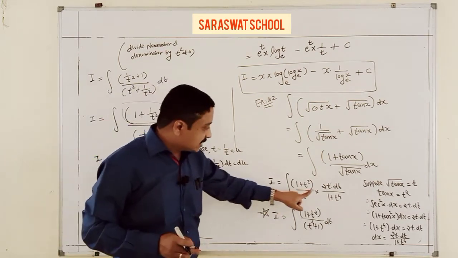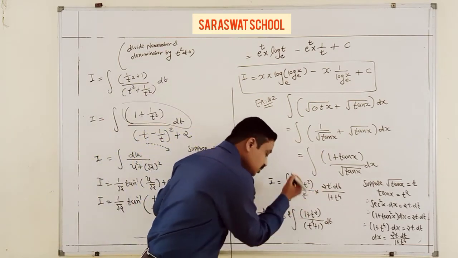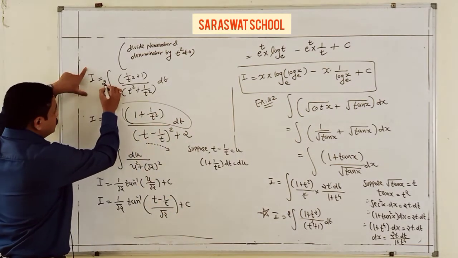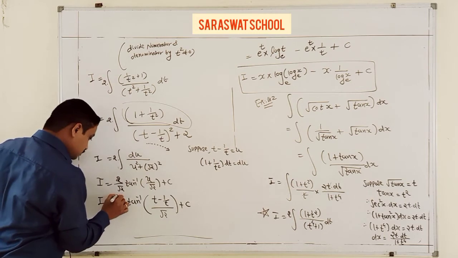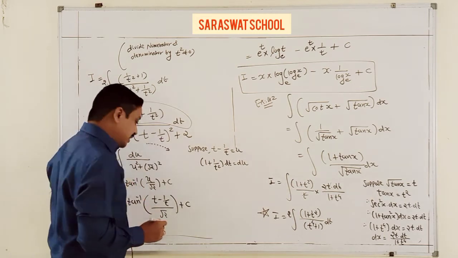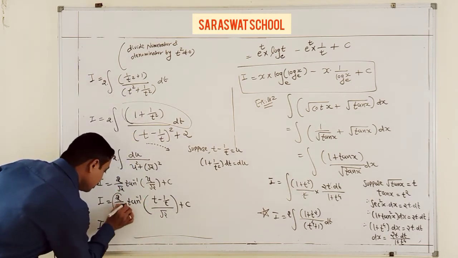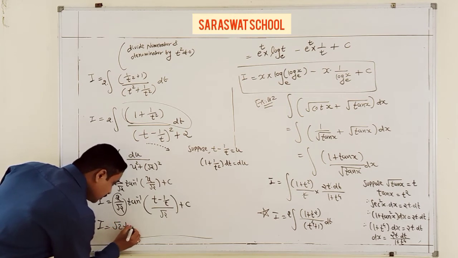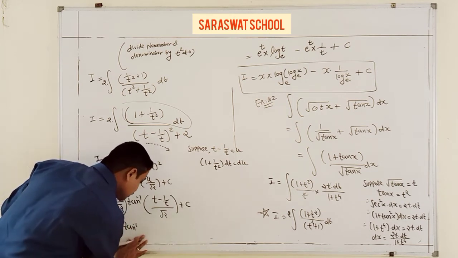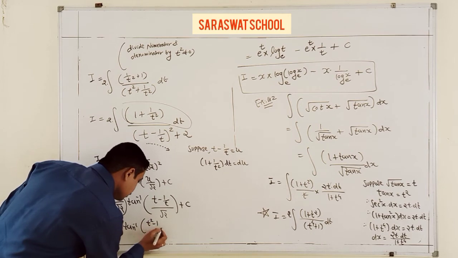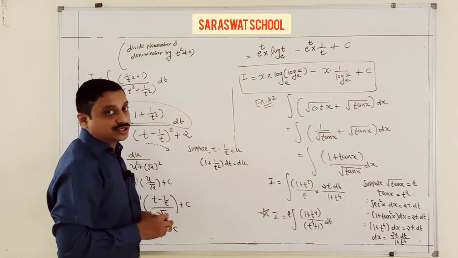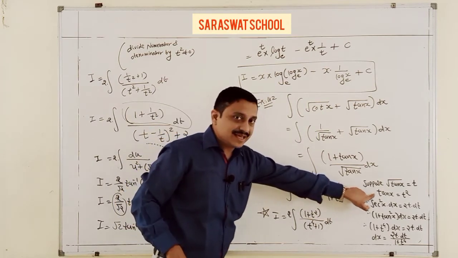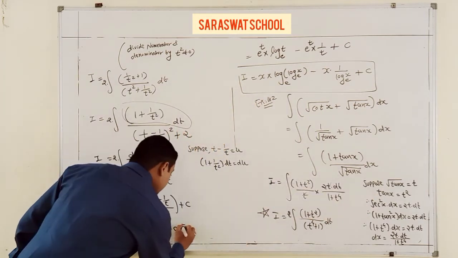So that's my mistake. That 2 is pending here. So I forgot that. Here 2, 2, 2, here 2. Okay. And now take the LCM. It should be root 2 tan inverse. And my answer comes to t square minus 1 by t root 2. Now, putting down your t. That's it, successfully done.